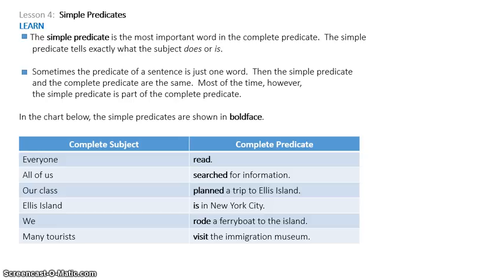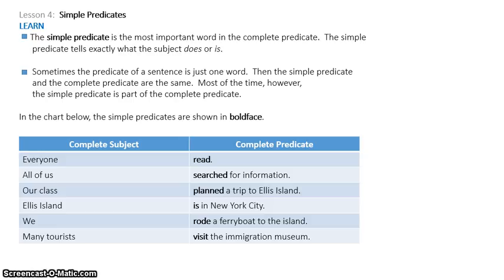So let's look at the chart. Okay, so it says, everyone read. All right, this one's a pretty easy one. It's just two words. It is a complete sentence because everyone is my subject, read is my predicate. Now, in those cases, the complete subject and the simple subject is everyone. The complete predicate and the simple predicate is the same. It's read. I kind of wish they wouldn't have started off with that one, but they did.